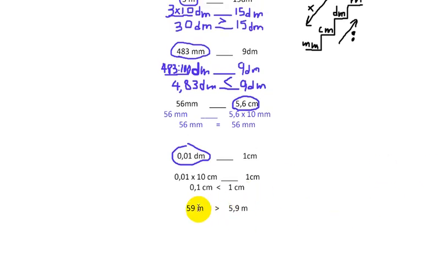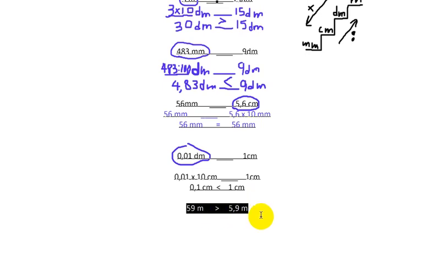Again, we didn't spend time converting either of these because they're both meters, whereas in the previous exercises, they started out in different units of measurement. This, for example, was millimeters, and this was decimeters. This was millimeters, this was centimeters, and so on. Whereas here, this is meters, this is also meters. So we just need to compare the numbers.